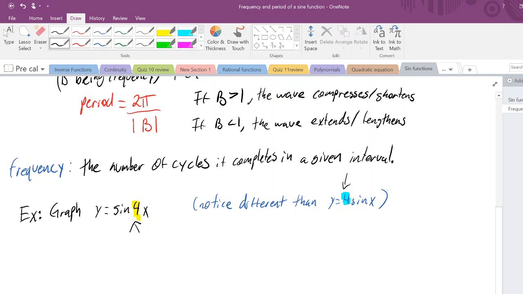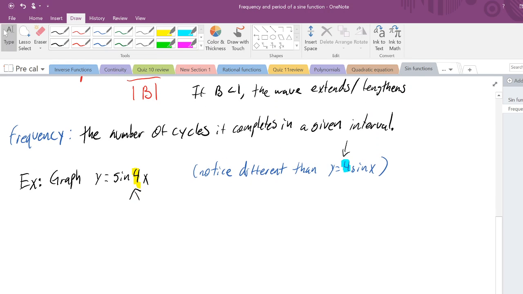I need you to be very careful. Don't get those mixed up. So remember, just read it like you'd read normally. If it's in the front, that's your amplitude. And if it's in front of the x, that's your frequency. I need you to know that. If it's in front of your x, that is your frequency.